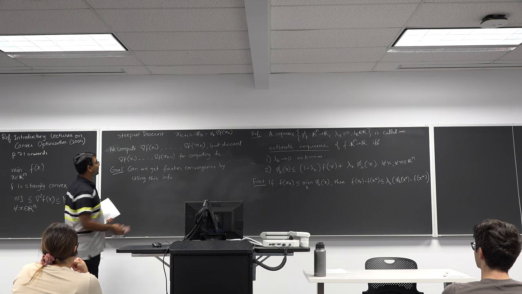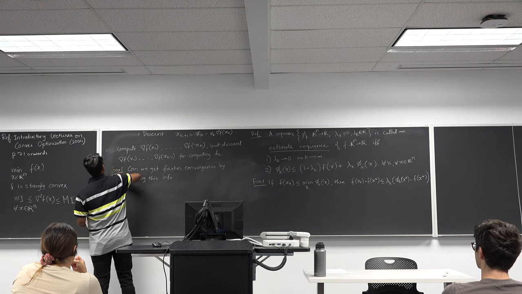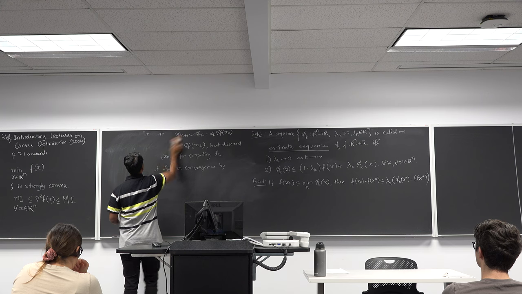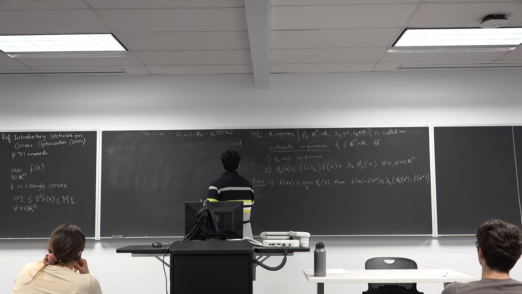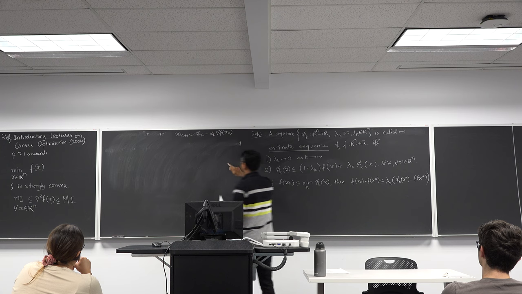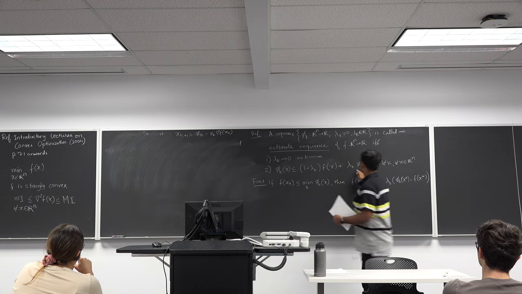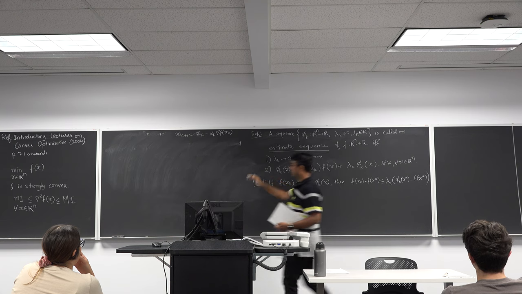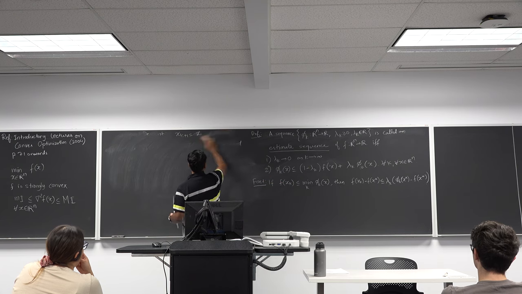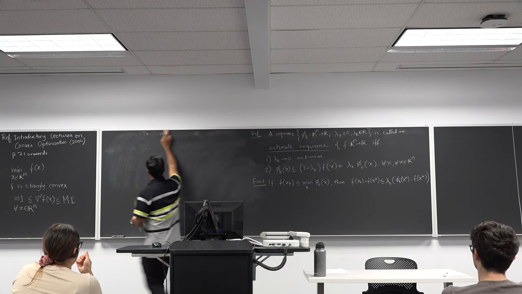Let's see an example of an estimate sequence. So remember, we were talking about using the gradient of f at x naught to xk. So this estimate sequence is going to use all that information of the gradient in order to come up with a faster algorithm.